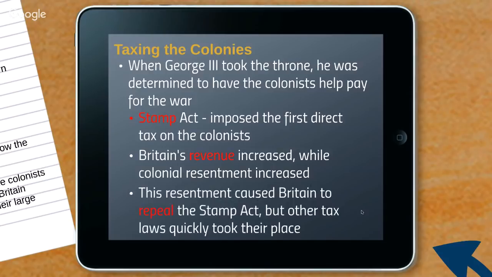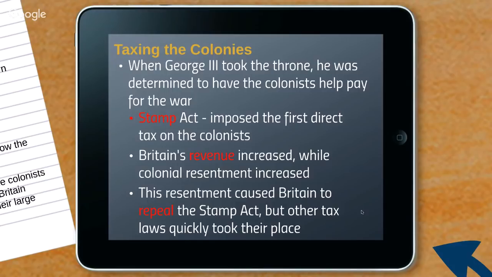They said, hey, colonists, we hear you. We understand what you're saying. We're going to repeal the Stamp Act. We're going to take it away because we realize we messed up. Now, this wasn't something out of the kindness of their hearts. They had something planned behind the scenes. So a lot of other tax laws quickly took the place of the Stamp Act. And we're going to talk about those very soon.